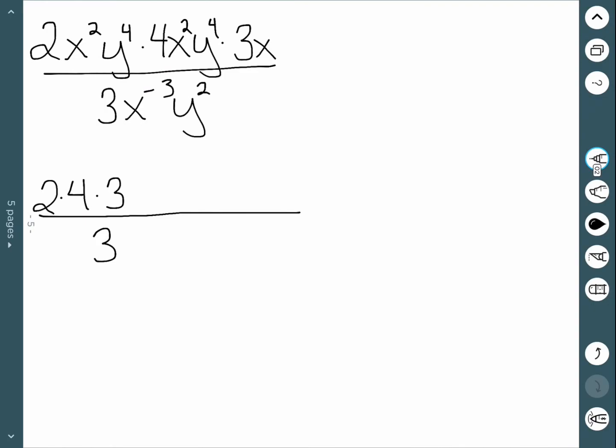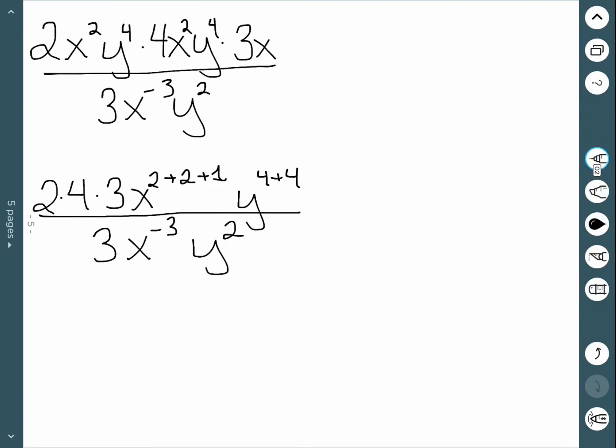On the top, you'll notice we have 3 x's, and when we multiply, we add exponents. The bottom kind of gets left alone since we only have 1 x. We also have 2 y's on the top, so we want to add those exponents. And once again, the bottom will be left alone until a later time. Now that we've done that, we can just do some basic arithmetic.